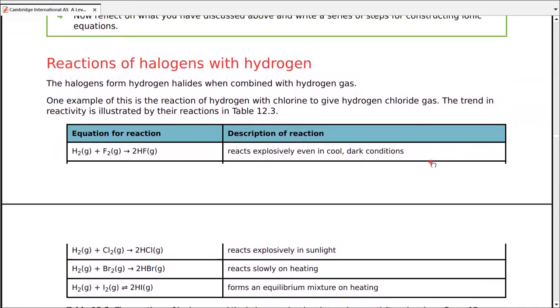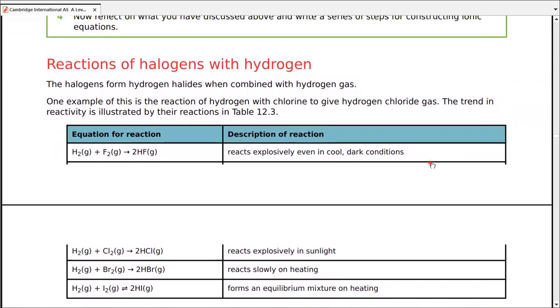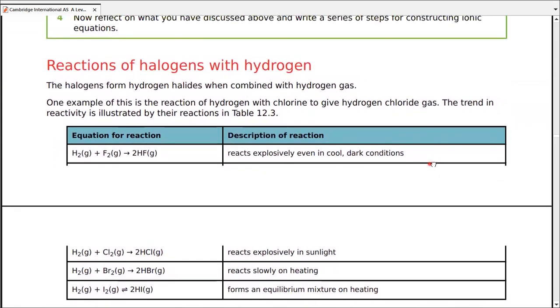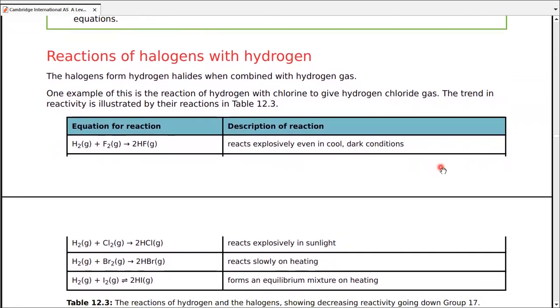Now, reactions of halogens with hydrogen. Halogens form hydrogen halides when combined with hydrogen gas. Now, this part is important, and I hope you understand that when we are forming hydrogen halides, they aren't exactly acids then. So you should be able to keep the difference between both. Let me go with a couple of examples before I compare the difference between the acid and the hydrogen halide parts.